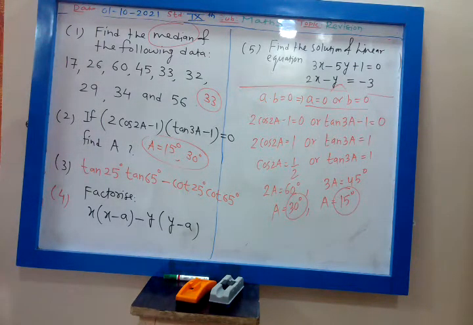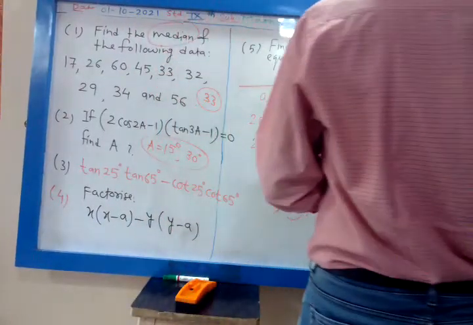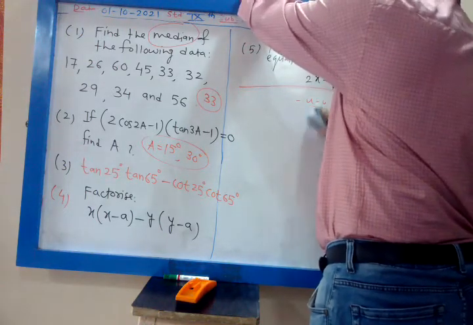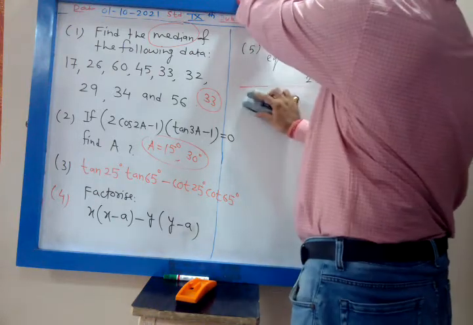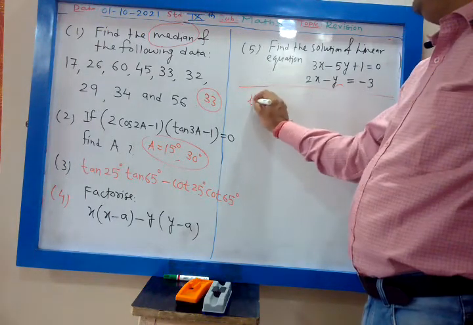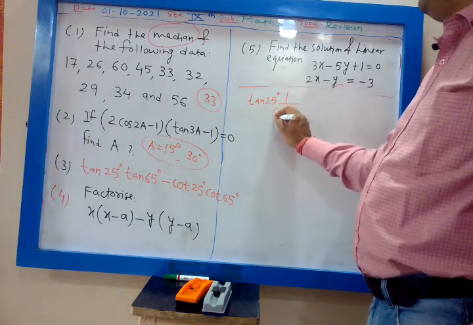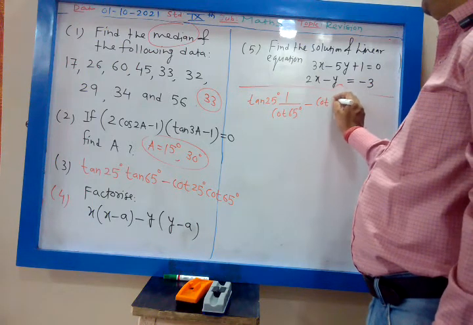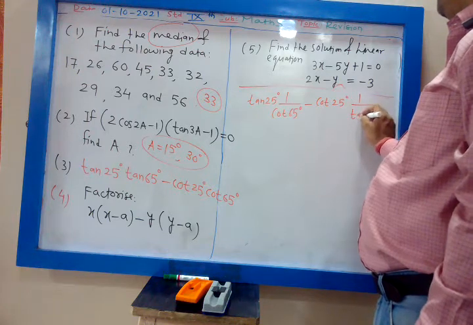Third answer is 0. How you have got 0? Yes. So tan you can write 1 upon cot. Tan 25 degree you can keep as it is. Then tan 65 I can write 1 upon cot 65. Minus cot 25 degree you can keep as it is. Cot 65 is 1 upon tan 65.